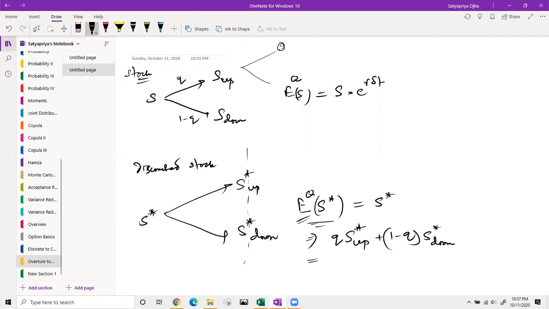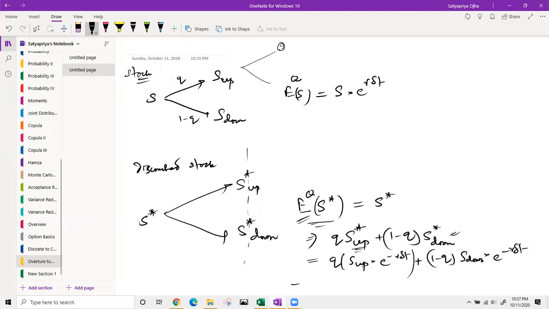Now that is equal to Q times, what is the discounted stock price in the upstate? It's upstate stock price times discounting factor. Discounting factor applicable to that one period. Okay. And why did I take Q common? So this, okay, 1 minus Q. Discounted stock price in the down state is nothing but S down times discounting factor.